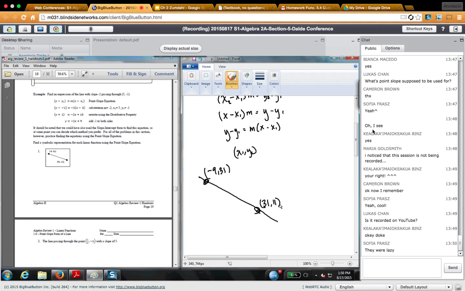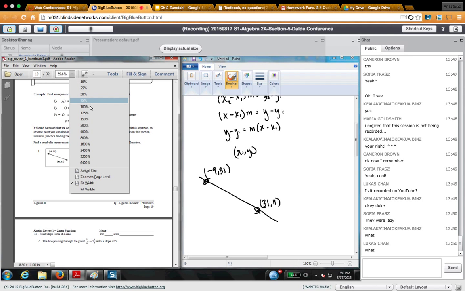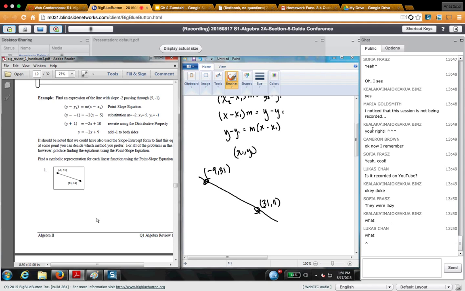Is that 51 or 31? I can't really tell. Let me see. Sorry, I've got to zoom in a little bit. We're at 50, let's go to 75%. There we go. That's a 51. Awesome. Okay, are we cool with this?